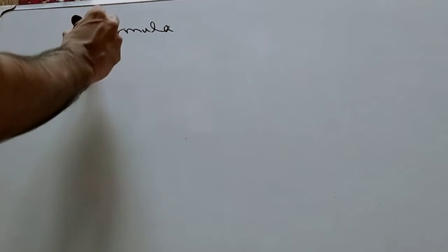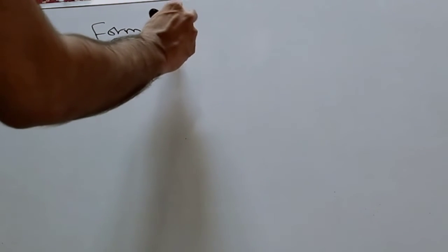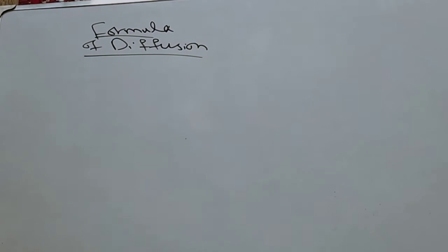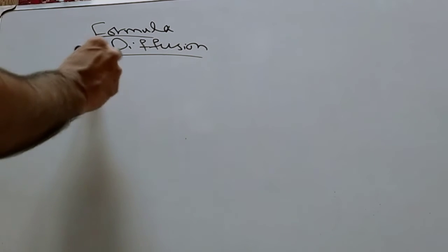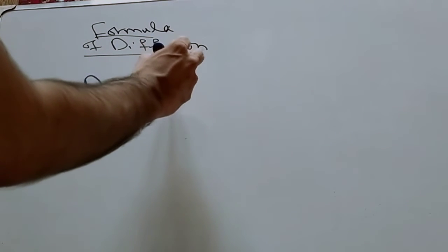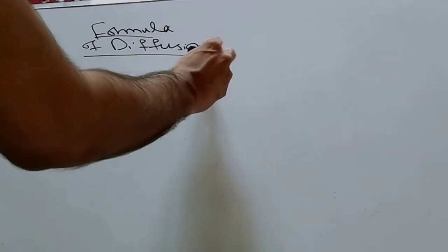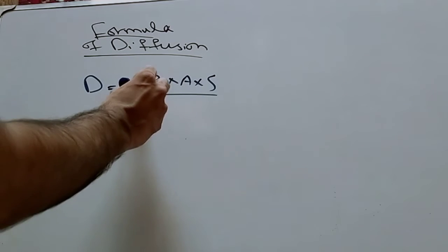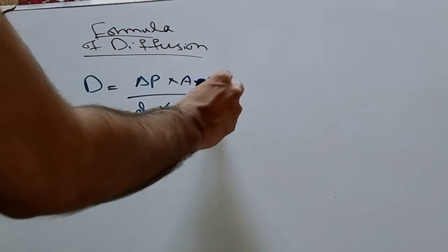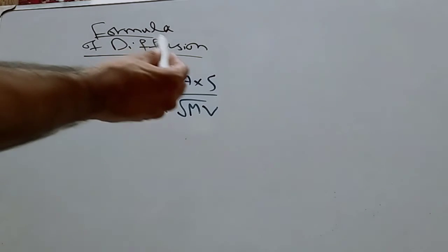Now calculating the overall formula of diffusion, deriving the formula of diffusion, and what are the factors making that formula. So the formula of diffusion consists of this: D is equal to delta P, area, solubility, distance, molecular weight. Now I will discuss each factor independently.